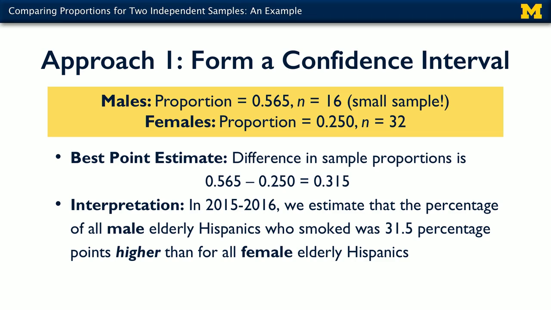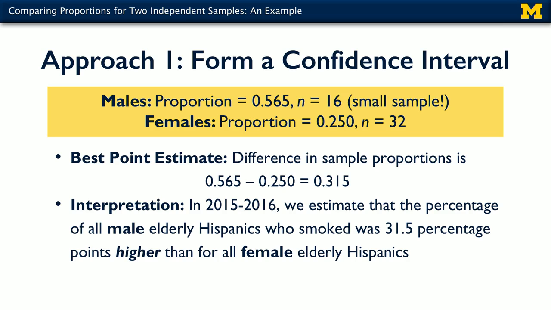Again, the male proportion is 0.565 based on a sample of size 16. The female proportion is 0.25 based on a sample of size 32. Our best point estimate of the difference in the sample proportions is 0.565 minus 0.25, or 0.315. So how do we interpret this best estimate? We would say that in 2015-2016, we would estimate that the percentage of all male elderly Hispanics who smoked was 31.5 percentage points higher than for all female elderly Hispanics.